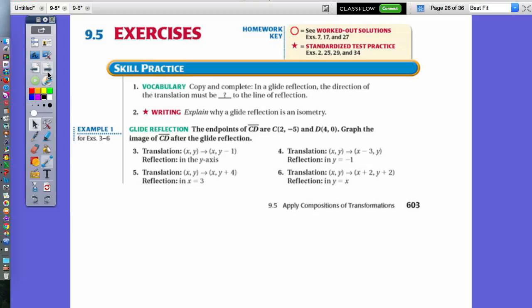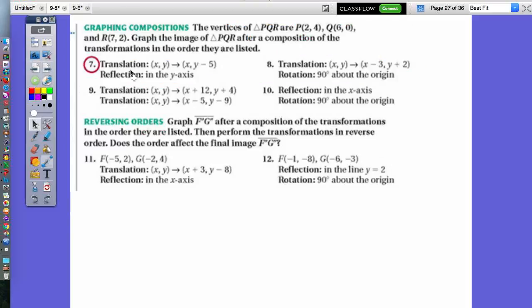And that took us onto our homework. When we did this homework, 7 through 10, if you wanted to, you could graph these to find the answers. If you didn't want to graph them, that was fine as long as you could come up with the vertices of where they ended. All of these are on my website.